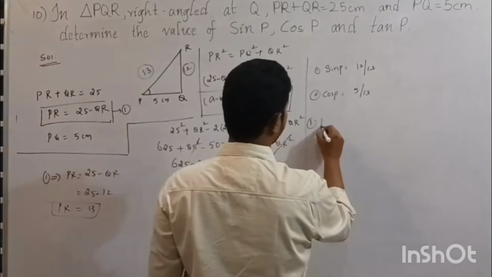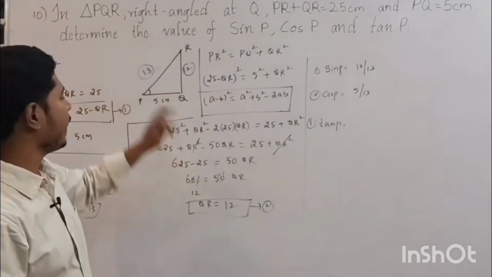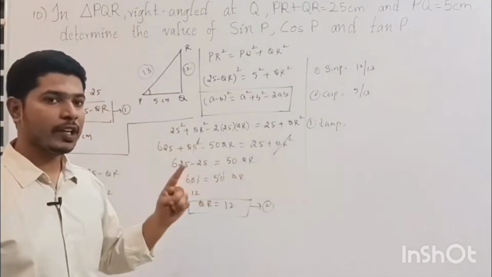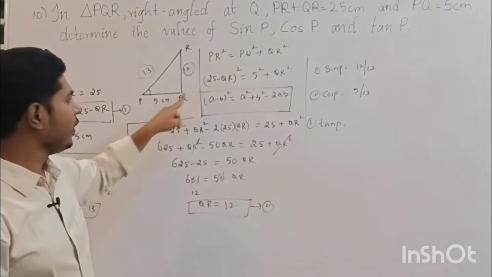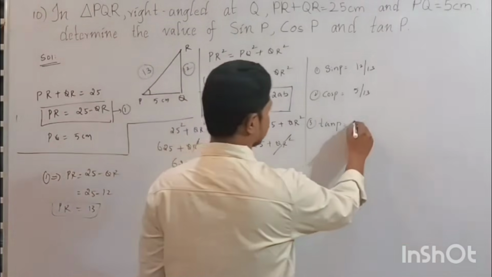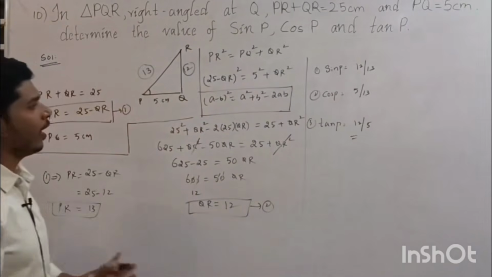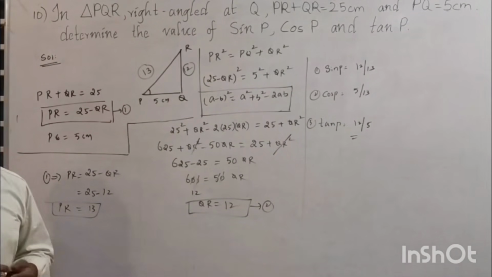And the third one, we have to find tan P. The formula of tan is opposite by adjacent. For which angle? For angle P. For angle P, what is the opposite? 12. 12 by 5 is the required answer. So this is the required and accurate answer for question number 10 in exercise 8.1.